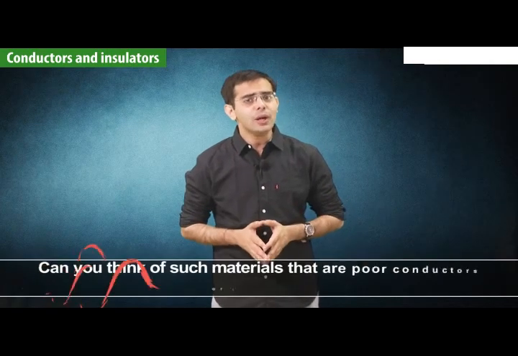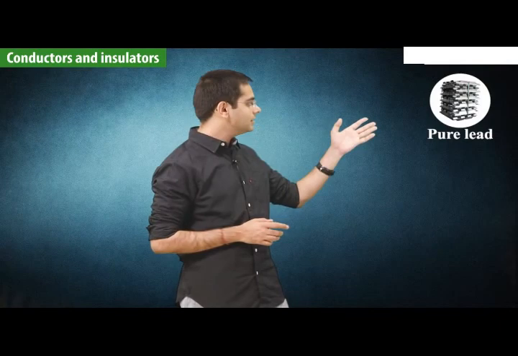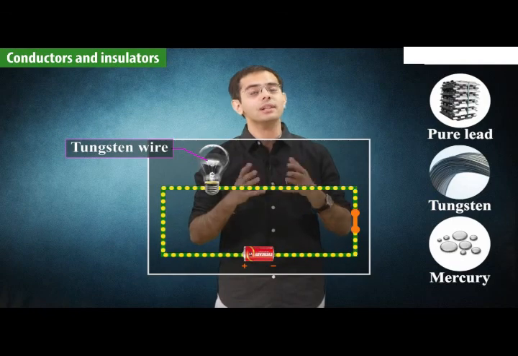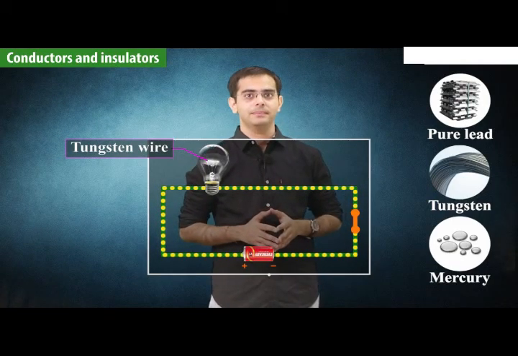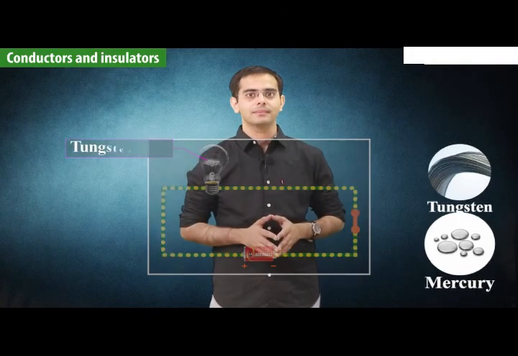So students, can you now think of such materials that are poor conductors of electricity? So pure lead, tungsten and mercury are the metals that are poor conductors of electricity. They offer high resistance to the flow of electric current. And now there are some materials that are so stubborn that they don't even allow a single electron to pass through them. And so they have very low electrical conductivity. And students, they are called by a special name.